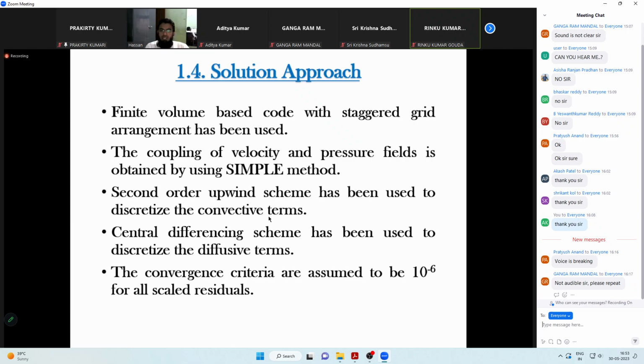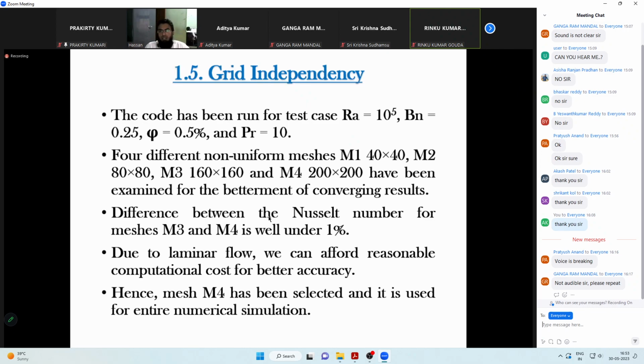To discretize the convective term, second order upwind has been used, and to discretize the diffusive terms, CD, that is the central difference scheme, has been employed. For all parameters, the convergence criterion has been taken as 10 to the power minus 6 for scaled residuals. Now, the code has been run for a test case of Rayleigh number 10 to the power 5, Bingham number 0.25, particle concentration of 0.5% and Prandtl number of 10, close to water.